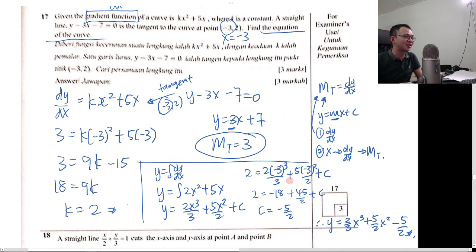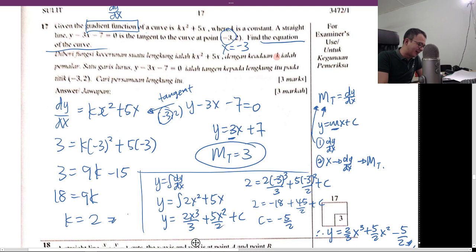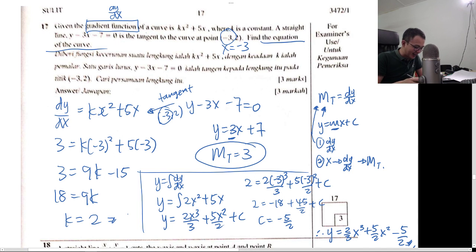Can scroll up a bit. Yeah, sure. Yeah, this 3 marks, if you ask me how they give marks, I guess this question is definitely worth more than 3 marks. But if you want to know how they get marks, I have no idea. If you get the k value, maybe they give you 1 mark. And you integrate correctly, they give you 1 mark. You get the c value, they give you 1 mark. This one, c value means the final equation. Maybe, if I were to give marks, this is how I will give the marks.